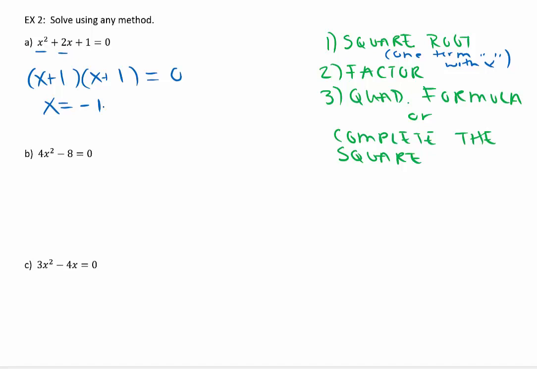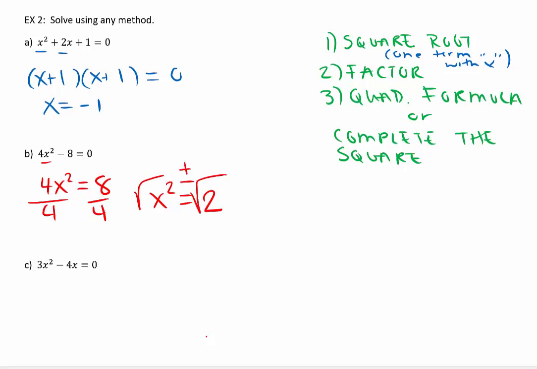Part B, does the square root method work? Well, yeah, there's only one term with an x in it. So I'm going to isolate the x squared. I'm going to do that by moving the 8 over, adding 8, and then dividing by 4. And so I get x squared equals 2. And then we can take the square root of both sides. Don't forget that plus or minus. And I get x equals plus or minus root 2. So the square root method, when it works, is also a very fast method.